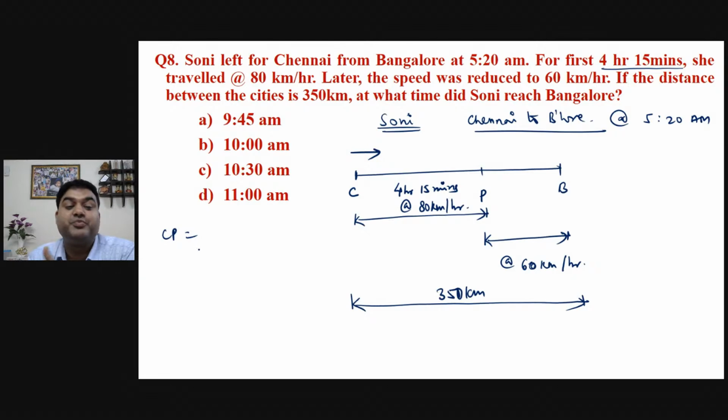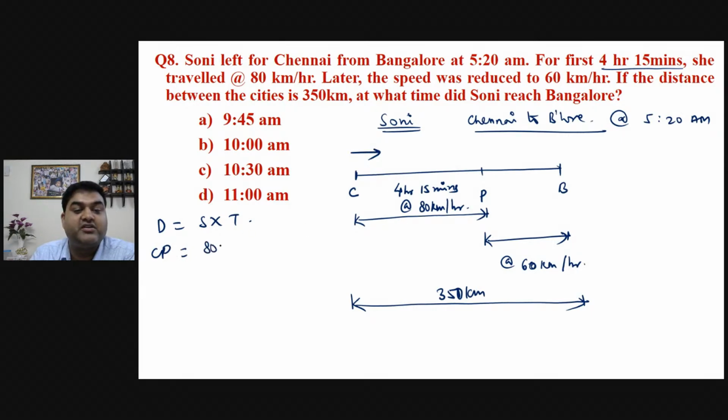Distance is equal to what? Distance is equal to speed into time. What is the speed? Speed is already given, right? So let's write it down. Distance is equal to speed into time. So distance is CP. So what is the speed?